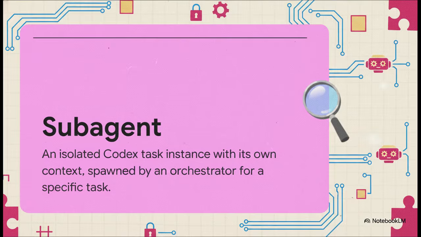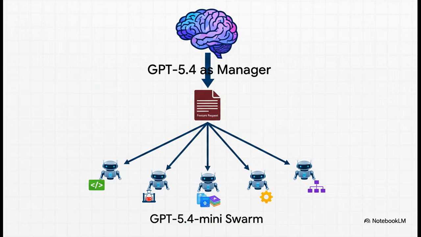The answer is the subagent. Now, what is that? Think of it as a fresh, single-purpose AI worker. You can spin up a subagent on the fly, give it one very specific piece of a larger project, and it'll just go and do that one thing in its own clean, isolated environment. It won't get confused or distracted by anything else. And this lets you build this incredibly powerful architecture that some people are calling the McKinsey model.